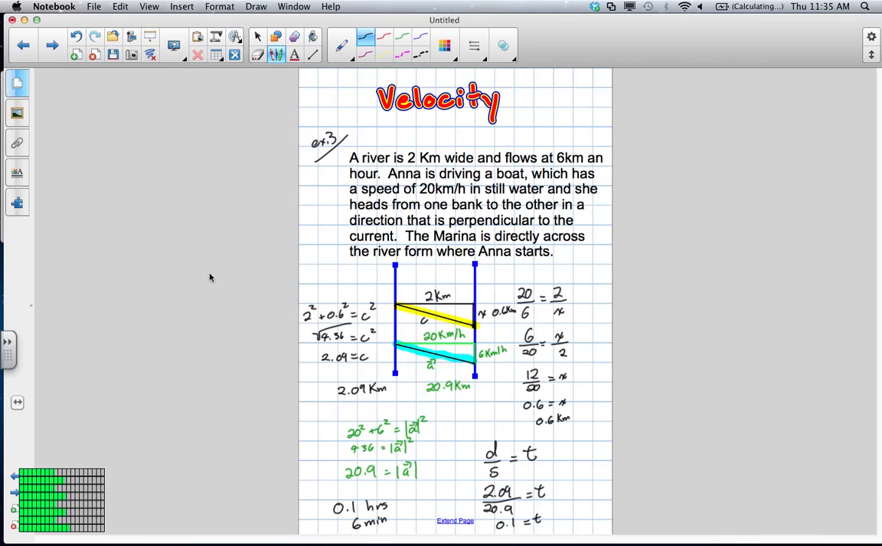I'll show the entire page for you here. Okay. So we figured out how far downstream she ended up, which is 0.6 kilometers. It takes her 6 minutes to travel that distance because her boat has sped up to 20.9 kilometers an hour, but she's also traveling 2.09 kilometers, which is different. What did she ask us?